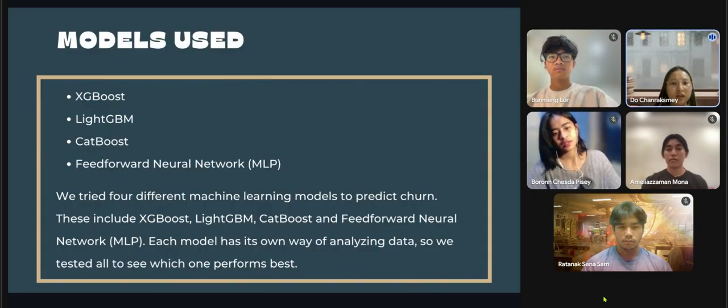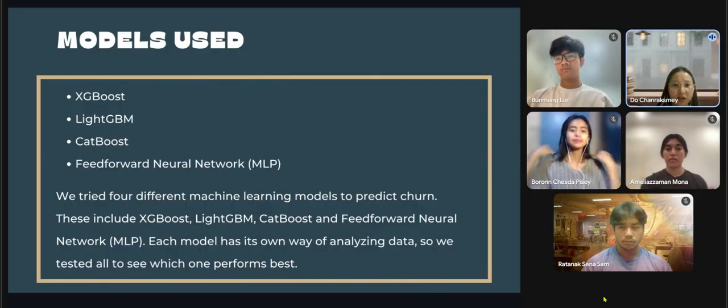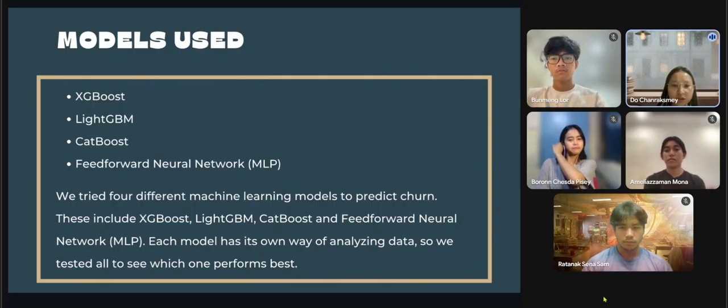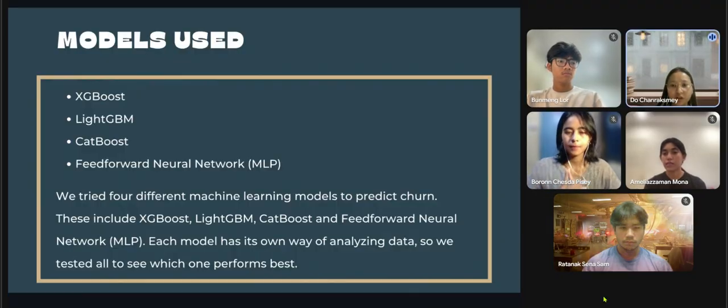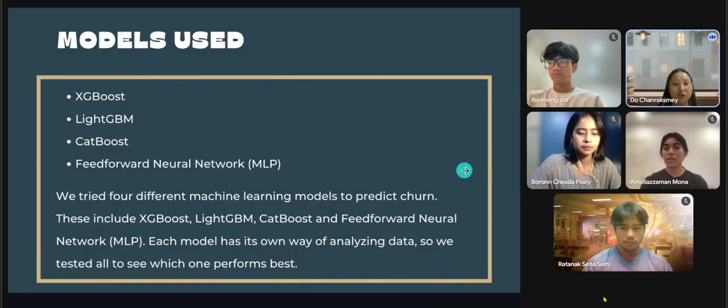So next are the models that we use in our project, which are XGBoost, LightGBM, CatBoost, and the last one is the feed-forward neural network, which is MLP. So we tried four different machine learning models to predict the churn. Each model has its own way to analyze the data, so we test all of them to see which one has the best performance.